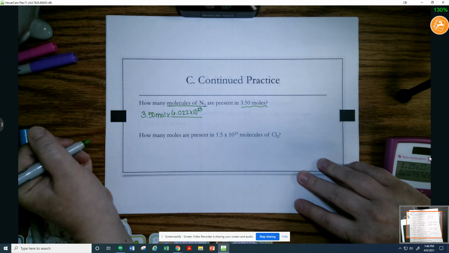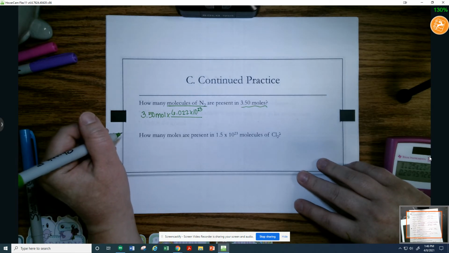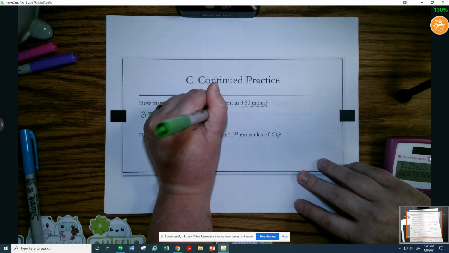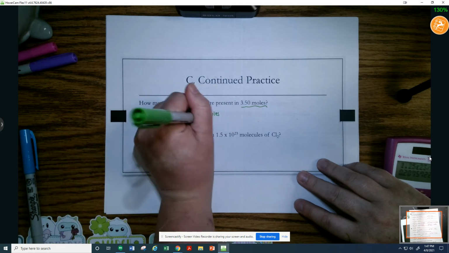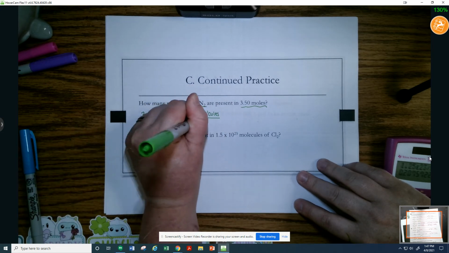So the only thing that's changed is we are no longer talking about atoms, but it also applies to compounds or things that are molecules. And so we are going to label this as molecules instead of atoms, and 1 mole is still in the bottom.